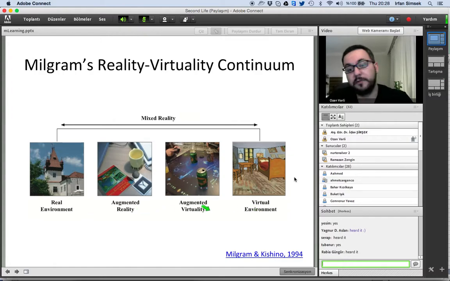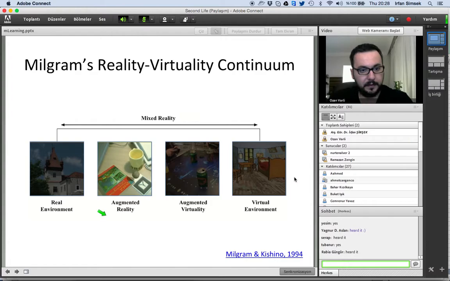towards virtuality, we have augmented virtuality, which means placing real objects in a virtual world, let's say. And to this end, we have augmented reality, which means placing virtual objects on physical objects of the real world. So this is what it is, right?